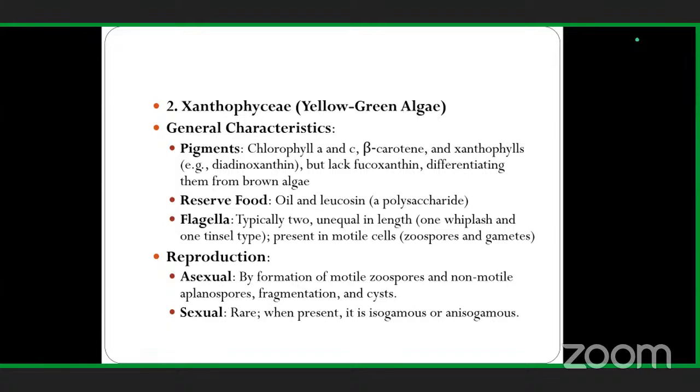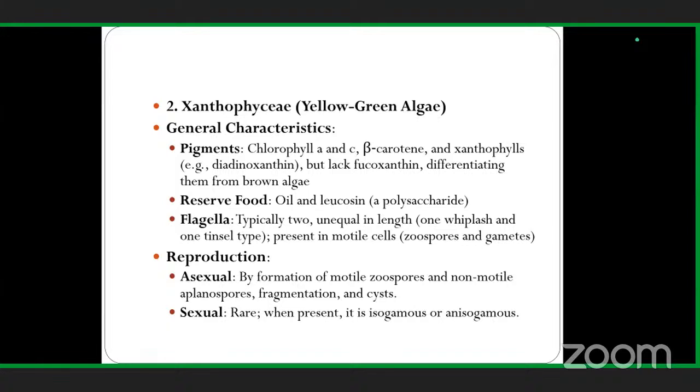You have seen our hair, right? So it will be like a hair-like extension, and it is called tinsel flagella. They also come from some cells, like protozoa and others. The movement of tinsel is typically more complex compared to the simple whip-like motion. So in tinsel the movement is complex, but in whiplash flagella the movement is very simple. So this is about the flagella, which I haven't written, but you must know these points. Next is reproduction. I have said that it is by formation of motile zoospores and non-motile aplanospores, fragmentation and cysts.